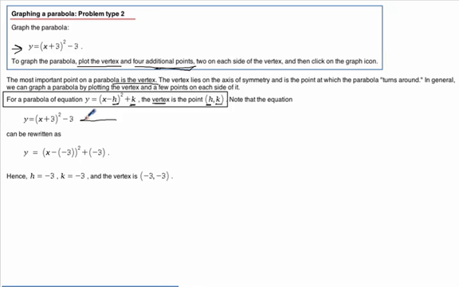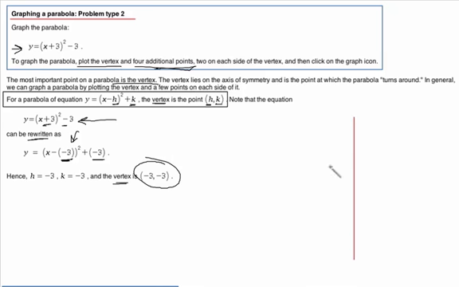So if we take this original equation and rewrite it with the minus and the plus, this is what we get: x minus a negative 3, quantity squared, plus a negative 3. So that gives us the vertex (h, k), which is (negative 3, negative 3). Of course that's going to be important because we want to do our little t-chart now.